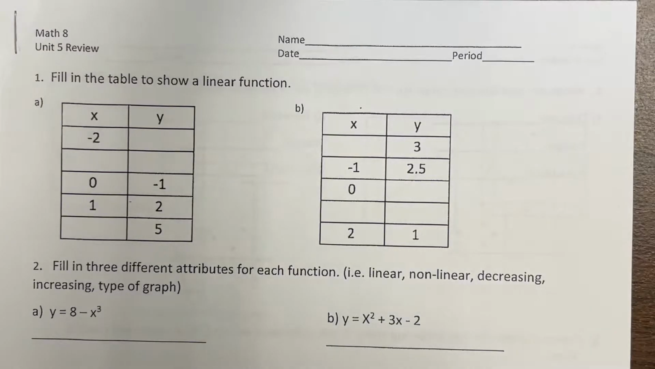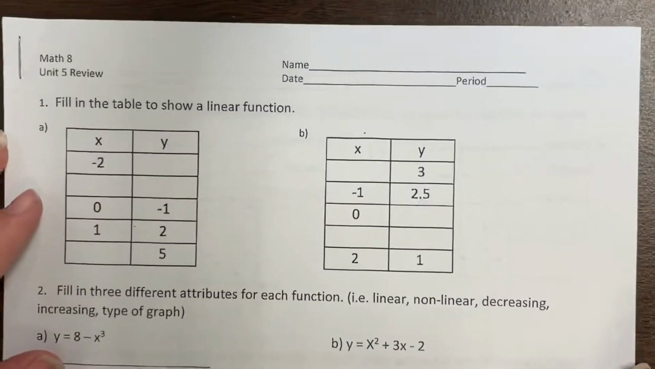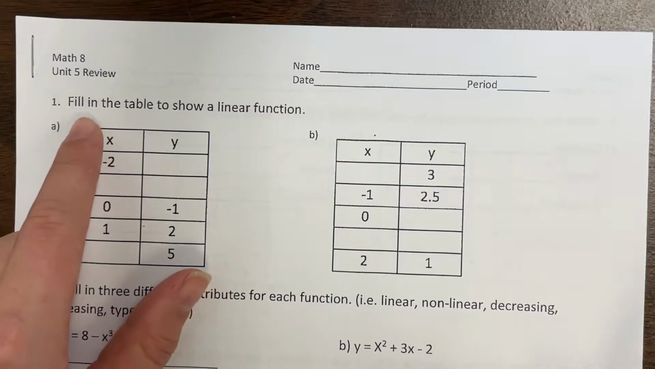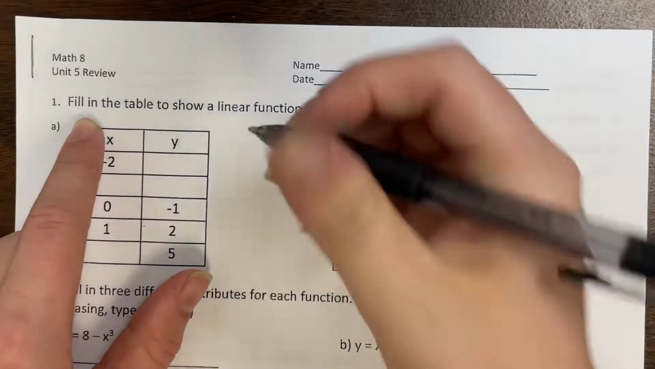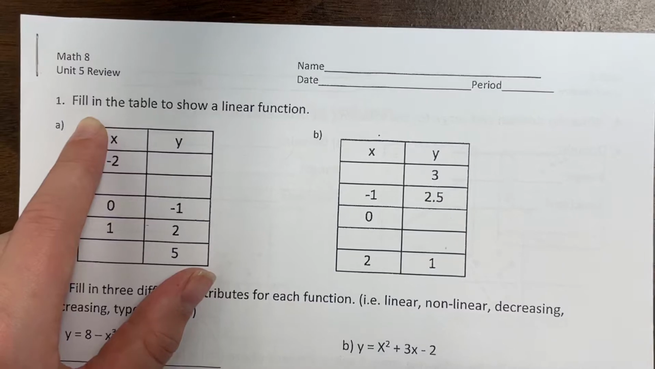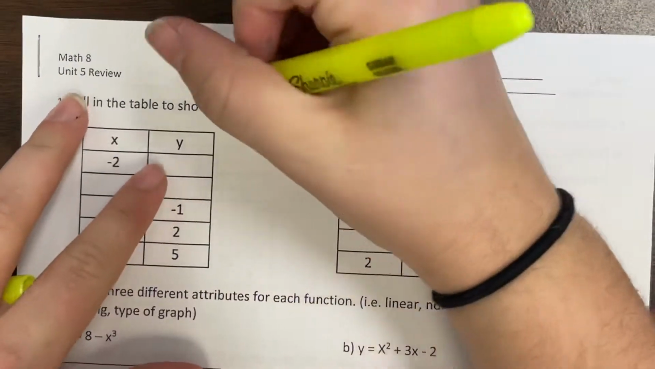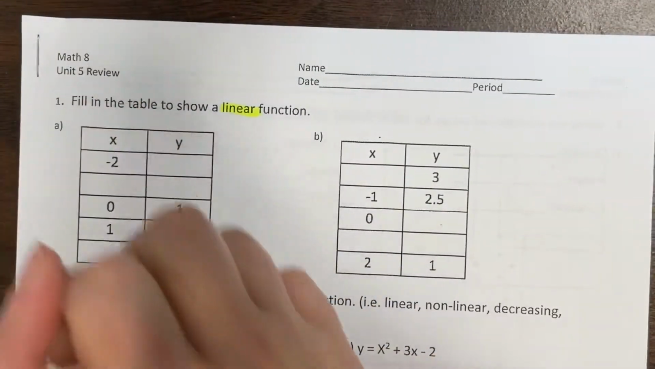These are for the Unit 5 study guide, the Unit 5 review. Okay, number 1, fill in the table to show a linear function. Okay, so a linear function always has a constant rate of change.